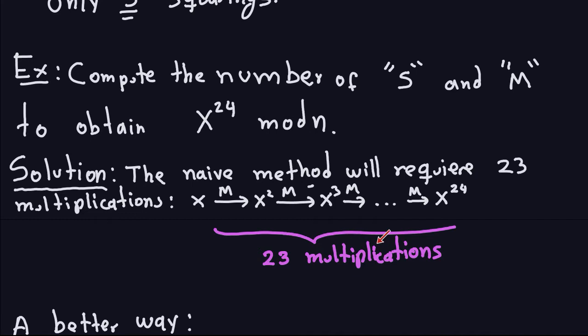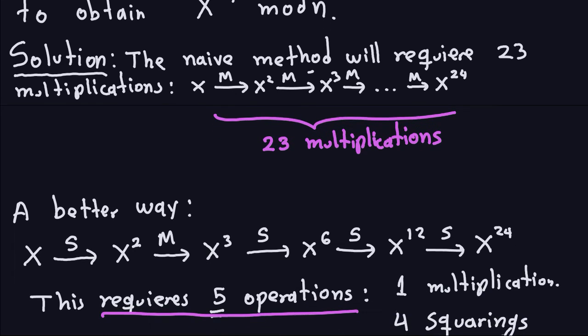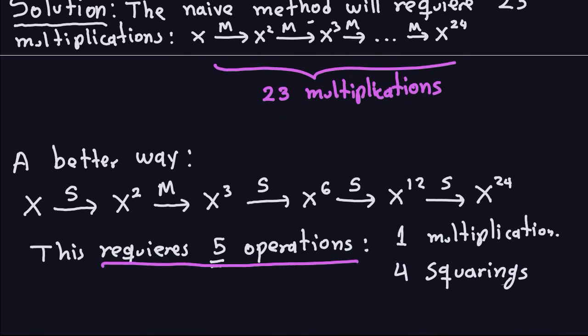So you can see here we have 23 multiplications. If you write down this whole sequence, you will find out that you have to do 23 multiplications. A better way is to start with x, we square first, so we get x squared, and then multiply, we get cube, then square, square, square, and then you end up with 24. As you can see, these operations are only 5. So we require only 5 operations instead of the 23 that we require here. So square, multiply, and then the rest of them are squares up until we arrive at x to the 24.